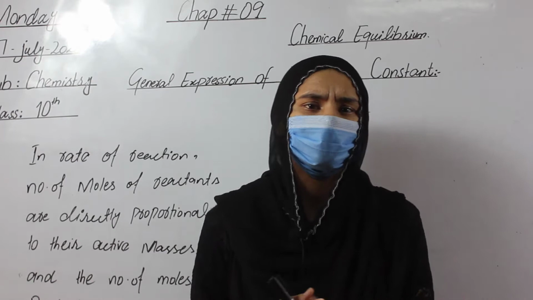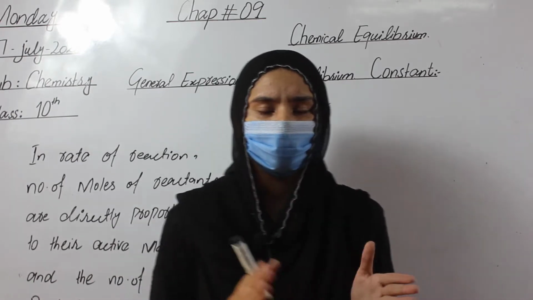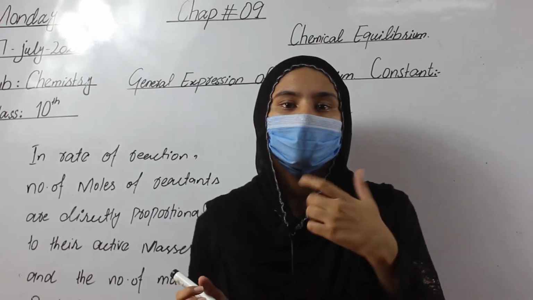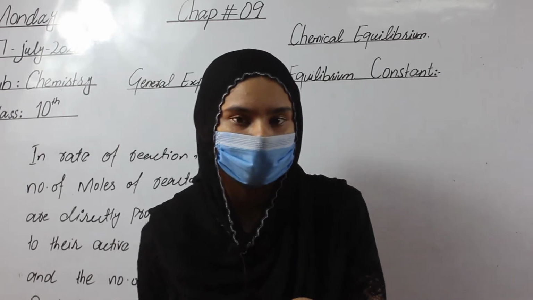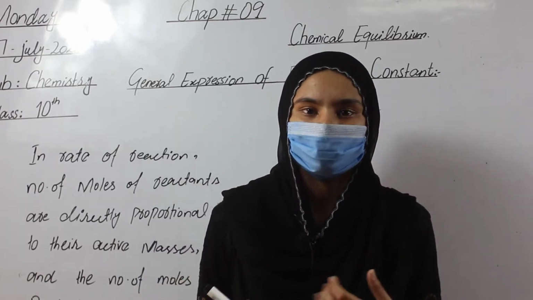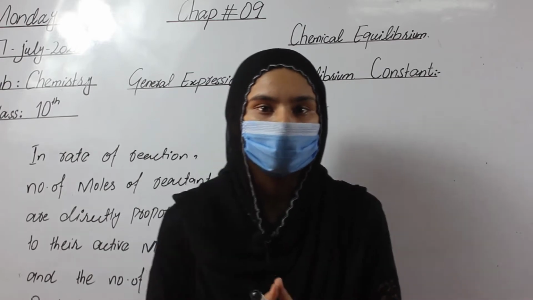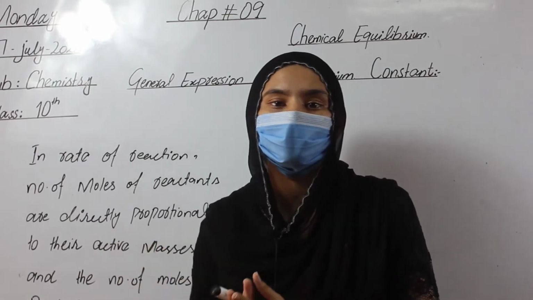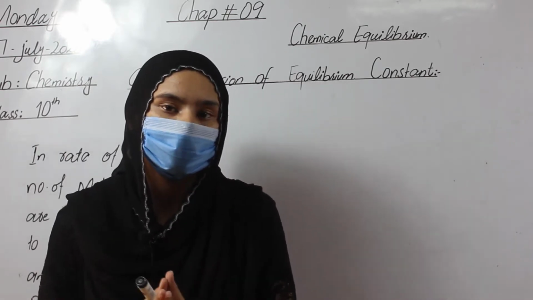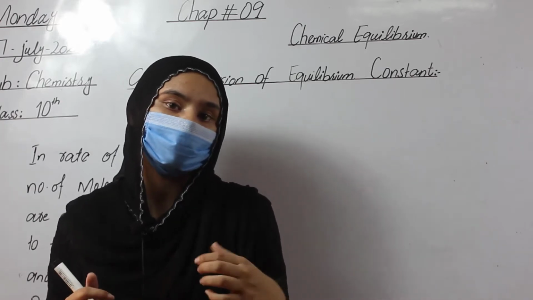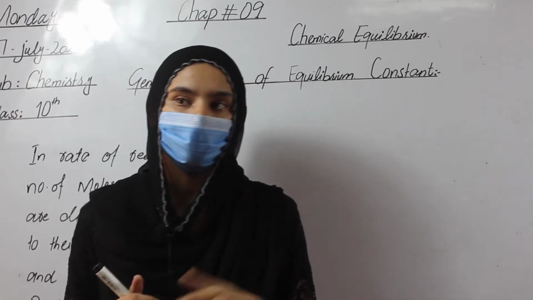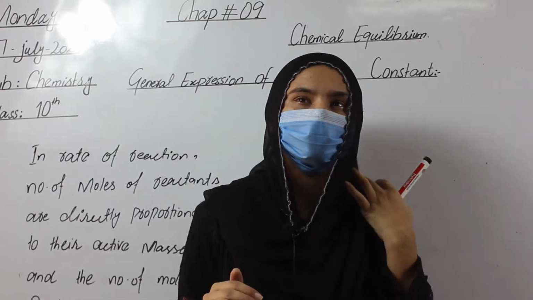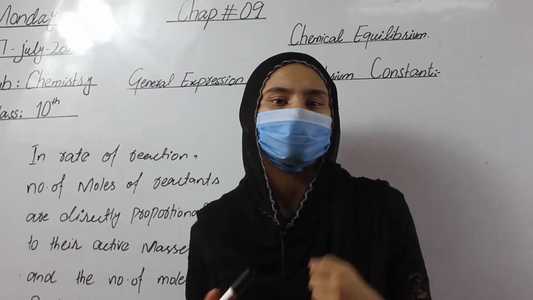In the law of mass action we discussed that the rate of a chemical reaction has a direct relation with the active masses of the reactants, and in the same way the products have a direct relation with their active masses. When we talk about the general expression for the equilibrium constant, the law of mass action has some amendments, some new improvements. The improvement is a little bit different, that is the number of moles.